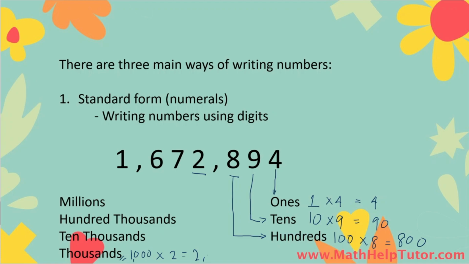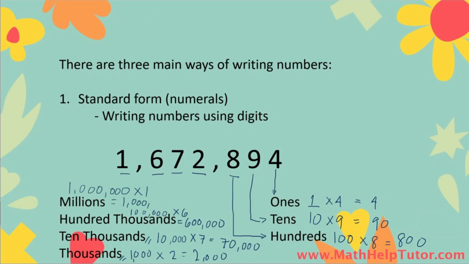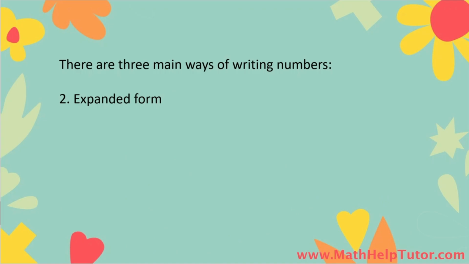The digit 7, which is in the 10,000s place, has a place value of 10,000 and has a total value of 70,000. The digit 6 is in the hundred thousands place, which has a place value of 100,000 and has a total value of 600,000. And of course, the digit 1, which has a place value of 1 million, has a total value of 1 million. The next way of writing numbers is using the expanded form.